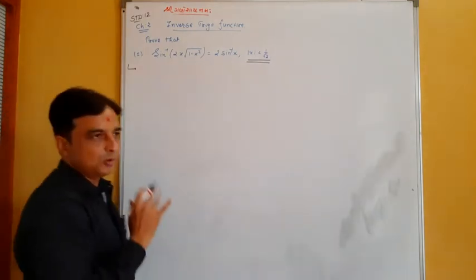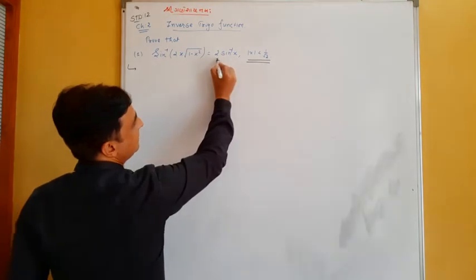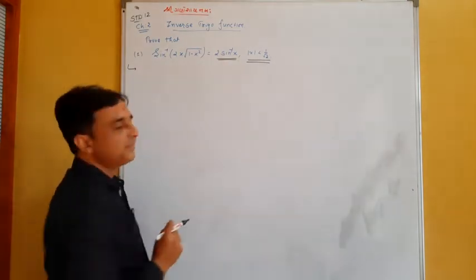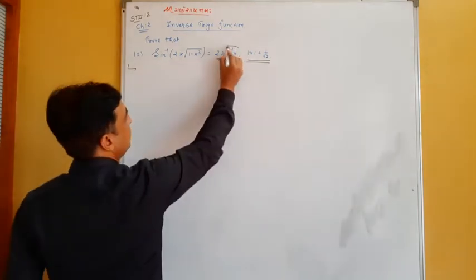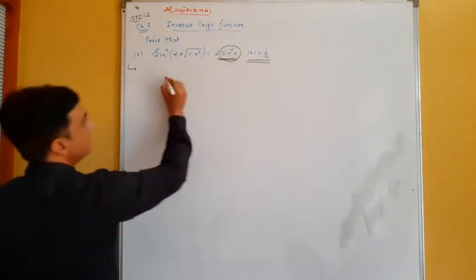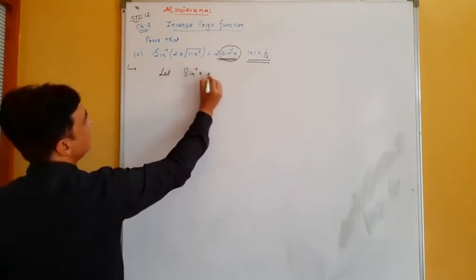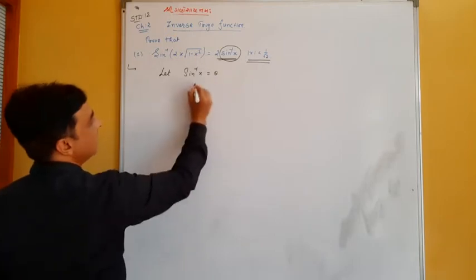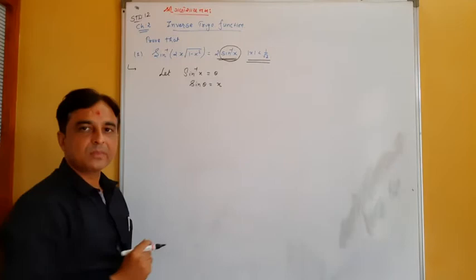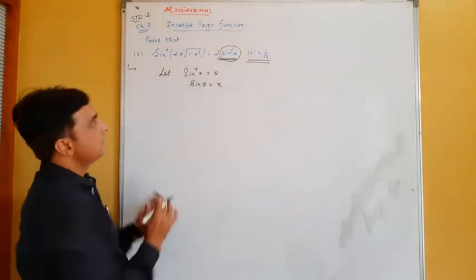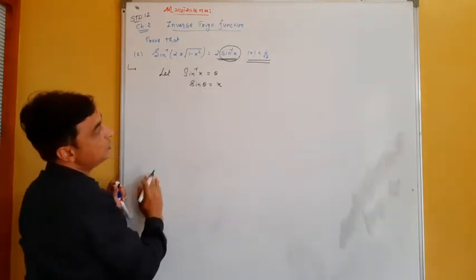There is one rule for this type of question. What is the answer we need on the right hand side? 2 sine inverse x. So assume this as theta. So let sine inverse x be equal to theta. That means sine theta equals x.